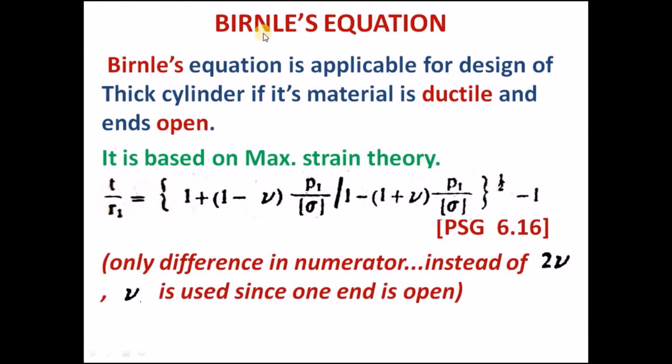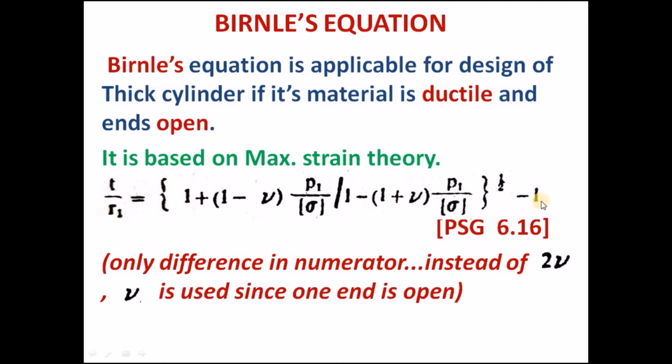Third one is Birnle's equation. Here the condition is the material should be ductile. It is applicable when the thick cylinder's material is ductile and one end is closed but the other end is open. In that condition, we can use another equation, Birnle's equation. It is very similar to Clavarino's equation.